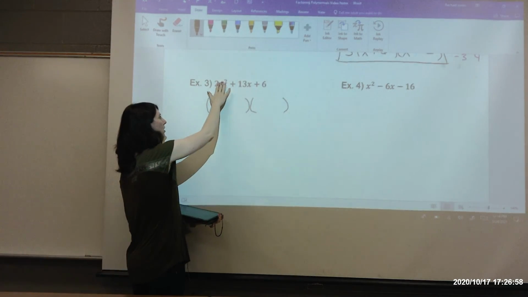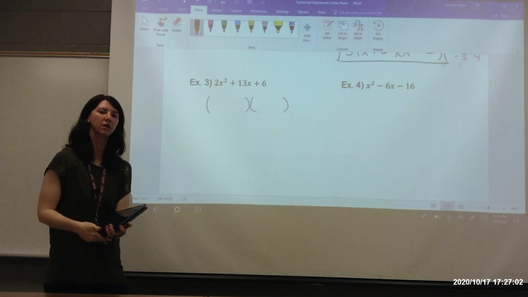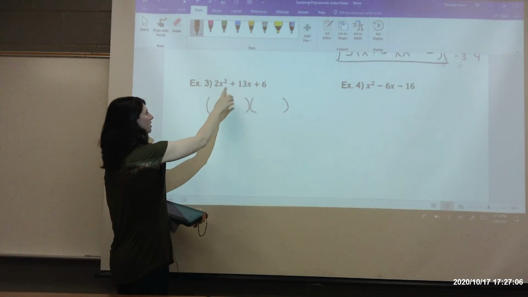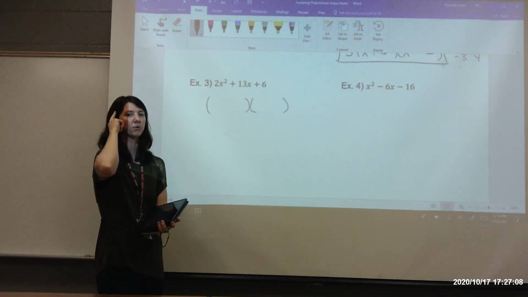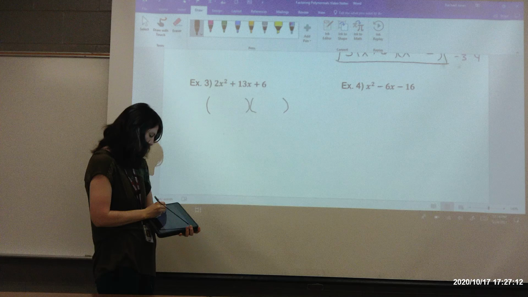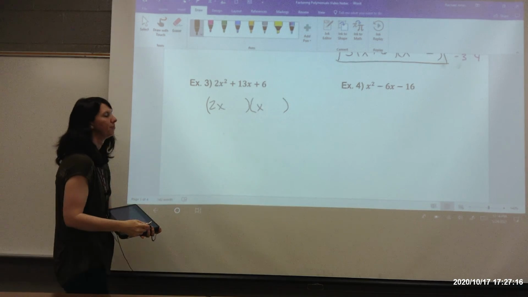2x squared, all right? What multiplies to be 2x squared? Well, it can't just be x and x, right? X times x gives me x squared. So I've got to think about what multiplies to be 2, and that's going to be 2 and 1. So I can do 2x and 1x, or just x.